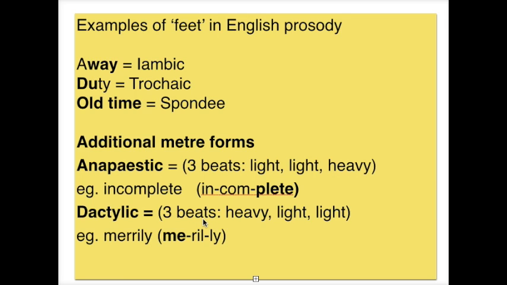Dactylic, again, that is the reverse. It's 3 beats still, but it's heavy, light, light. Merrily would be an example of a dactylic word. So sometimes the verse can be split into anapestic or dactylic feet too. So that is meter, pentameter, iambic pentameter, trochaic beats.